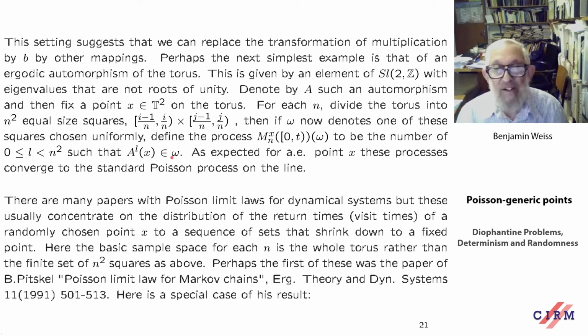So we now have something which we're summing. We're summing not independent, but we're summing n squared variables, each of them with probability 1 over n squared. We expect that the sum behaves like a Poisson random variable. And as expected, for almost every point, we can prove that these processes converge to the standard Poisson process on the line. Now, this is already going, I think, beyond this strengthening of normality that I was emphasizing in the first part of the talk.